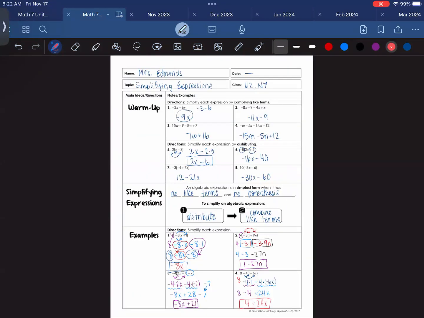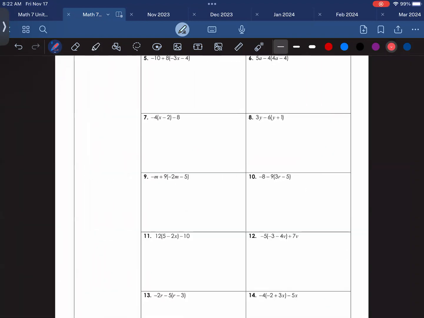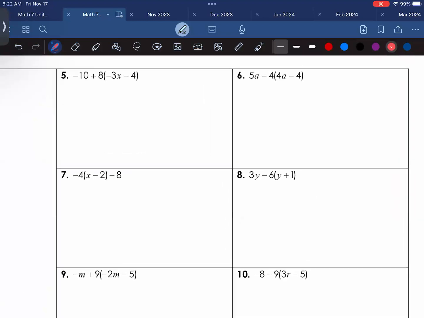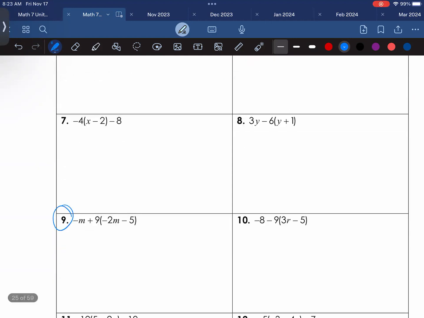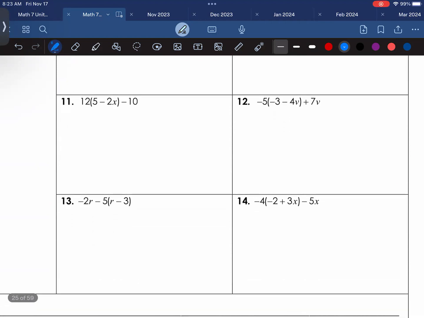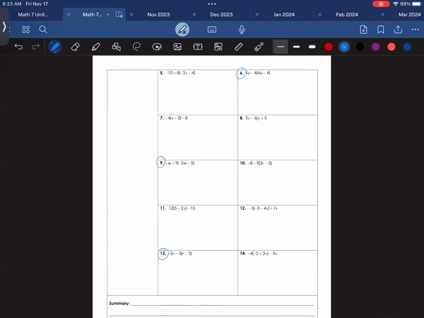All right, let's flip on to the back. I want you to try number 6, number 9, number 13. Try those 3 on your own. 6, 9, 13. So pause here and try them on your own.